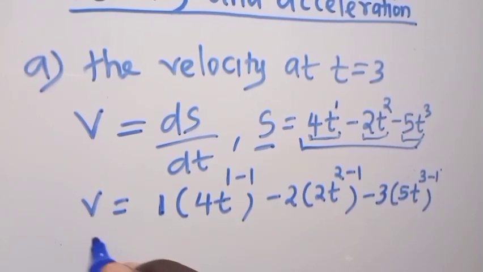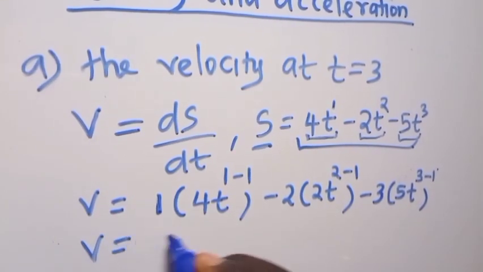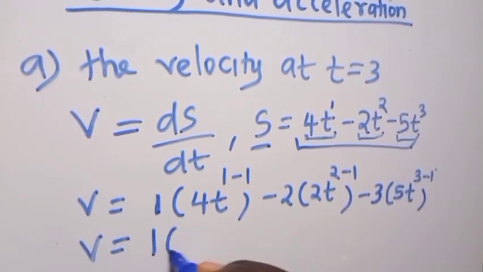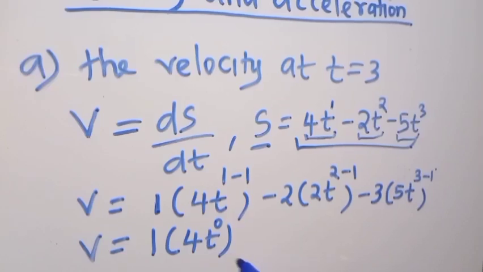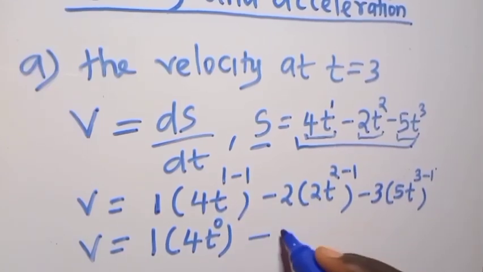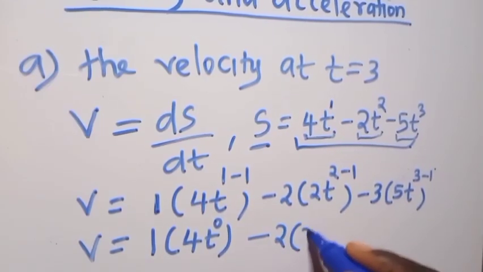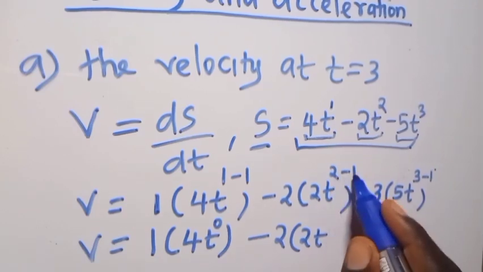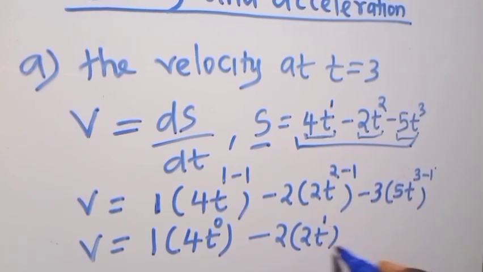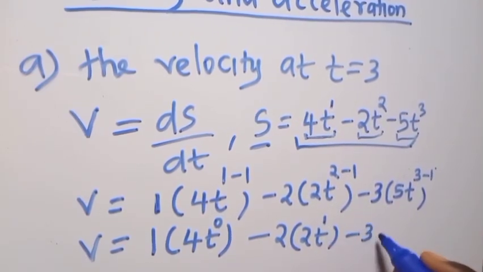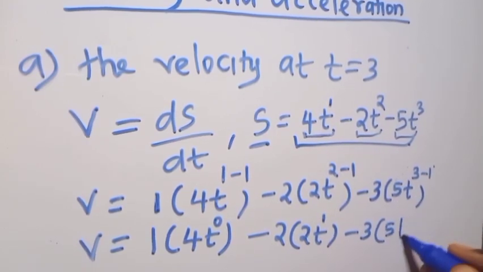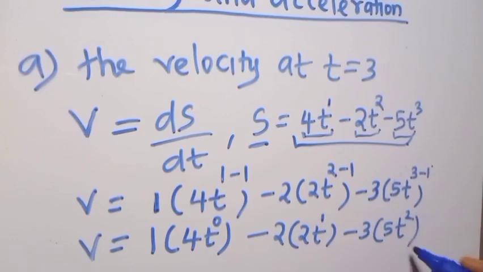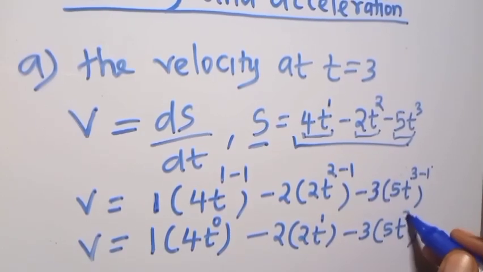Therefore, we shall have our v as 1 into 4t raised to 1 minus 1, which is 0. Then minus 2 into 2t raised to 2 minus 1, which is 1. Then minus 3 into 5t raised to 2. That is 5t raised to 2.